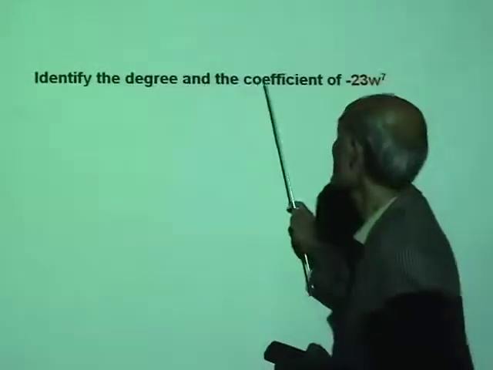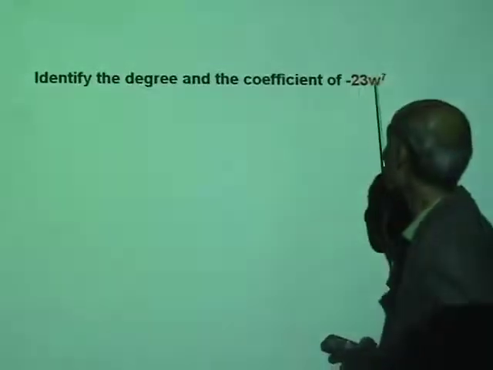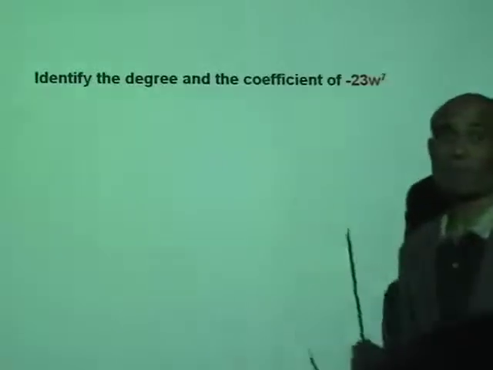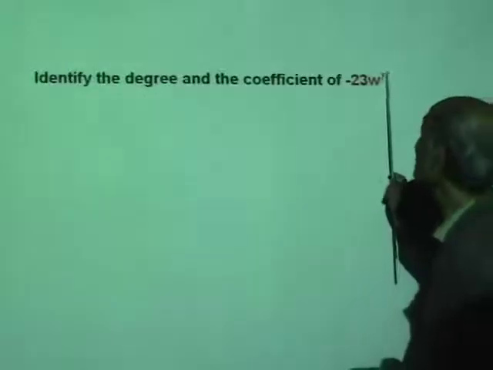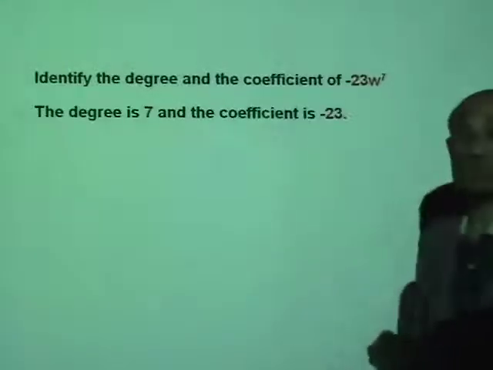Okay. Identify the degree and the coefficient of negative 23 w to the power of 7. What is the degree of this? The degree of this is 7 and the coefficient is negative 23.